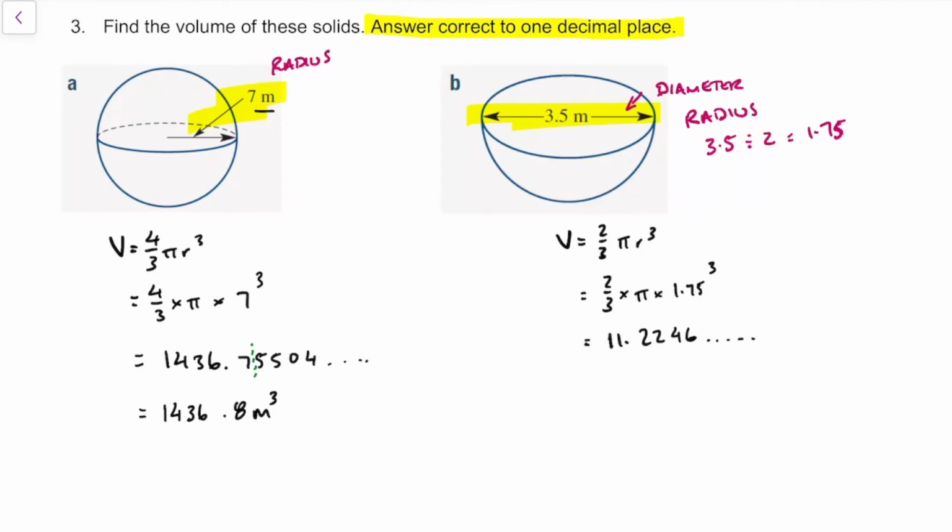11.2246 on and on. I want 1 decimal place, so I go to that first decimal place and I cut it off. I ask my 2 questions. That next number is a 2. That's in the 4 or below category. So we're going to have 11.2, and again this is in meters cubed.